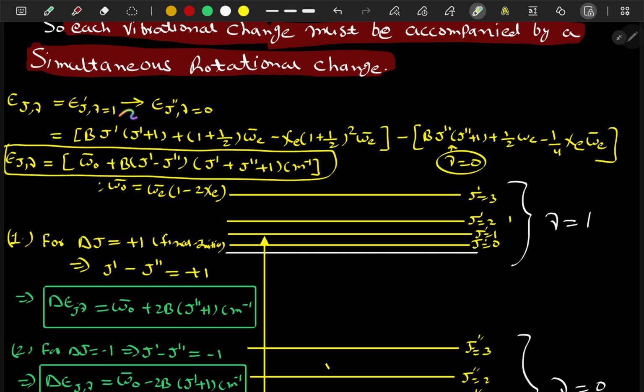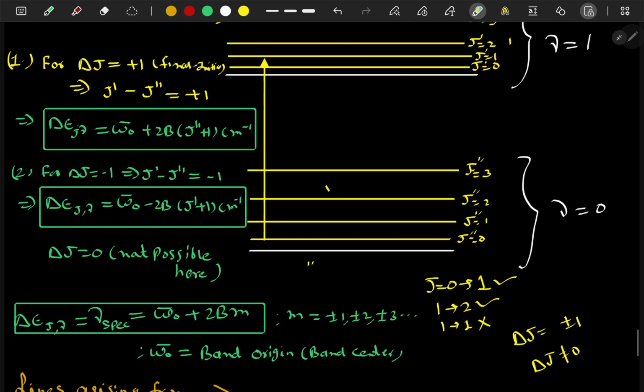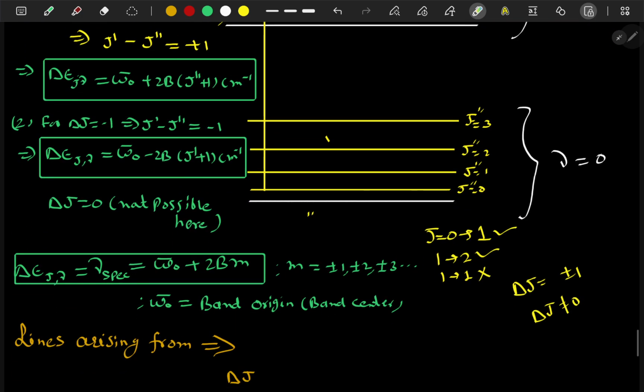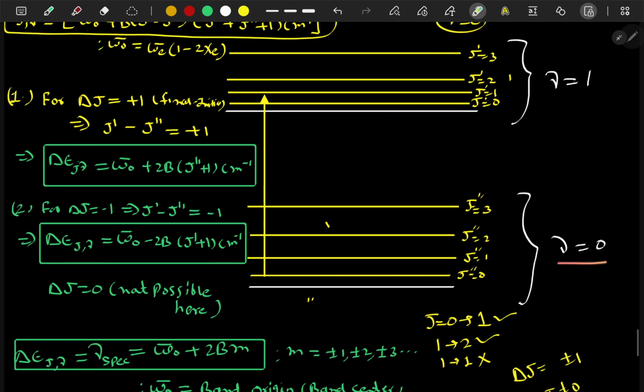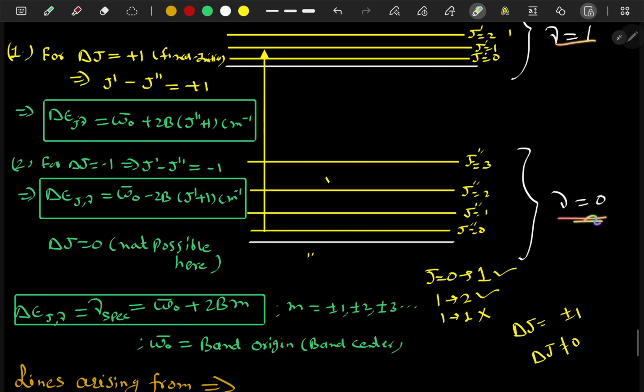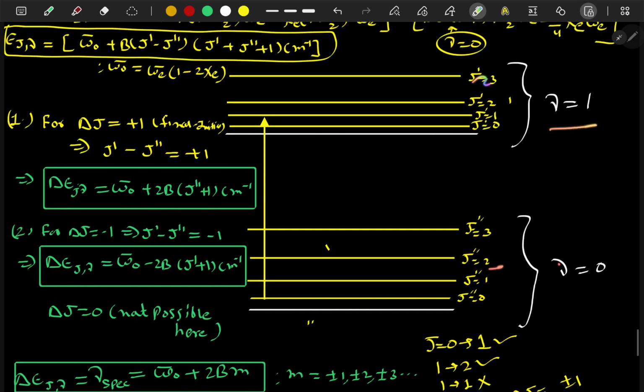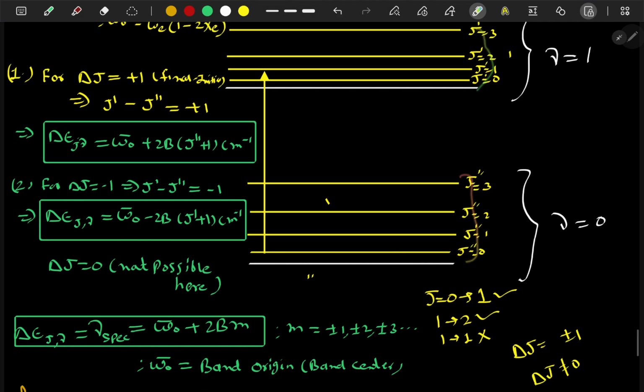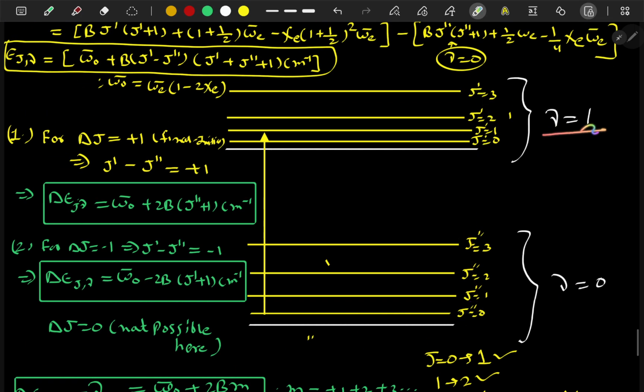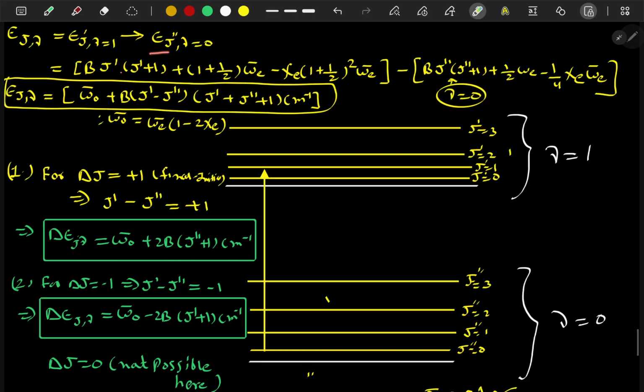Note, we have divided it in two parts. This is J bar, ground, for v equal to 0, and for v equal to 1. So v equal to 0 we are considering for ground, meaning for each vibrational level there are certain rotational levels, for each vibration there are certain rotational energy levels also. So for the ground state we are representing by double bar, and for the first excited state we are representing by single bar. So just push it here and solve it.